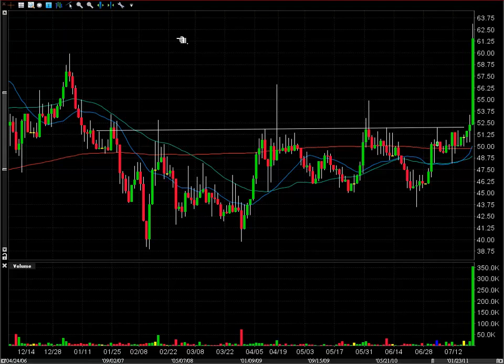Our scanning software helps you find these stocks before they break out, by the way, through using the consolidation patterns. Next is TTK Healthcare.